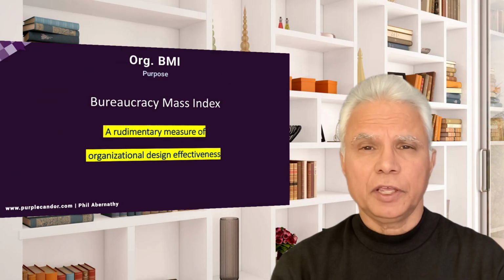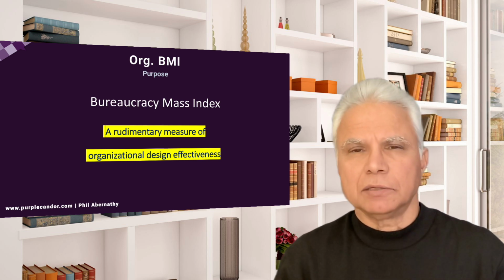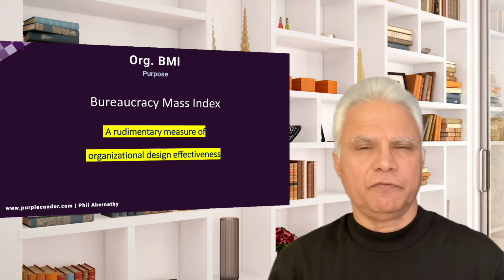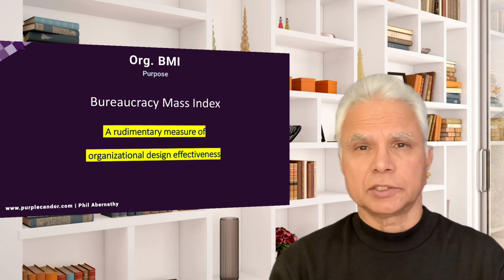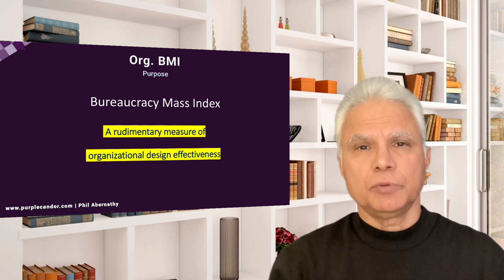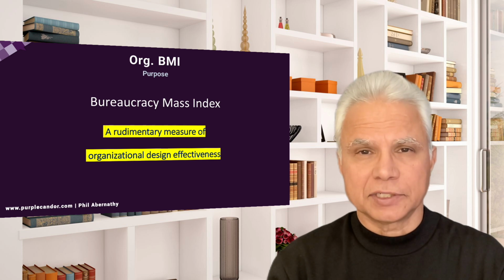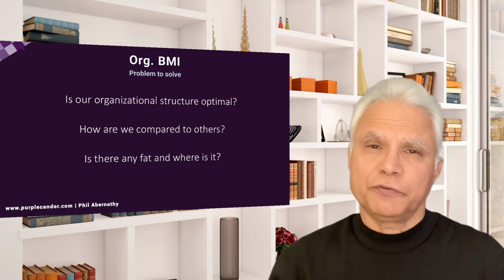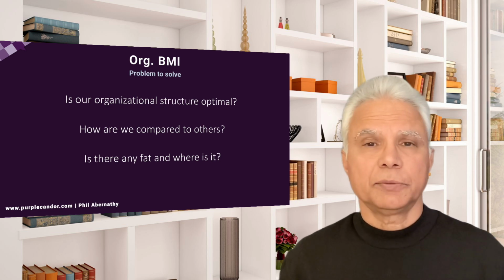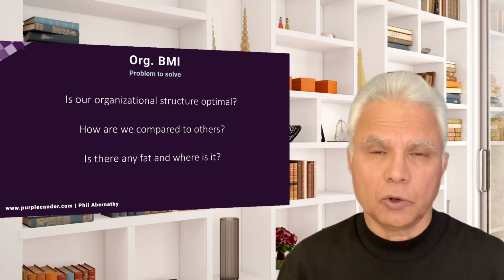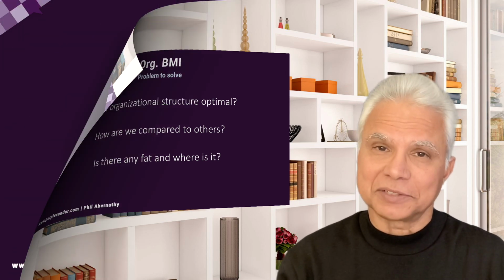BMI is a very basic measure of body mass. It doesn't measure muscle mass and body fat and visceral fat, etc. It's very rudimentary. So is BMI. It's a rudimentary measure of organizational design effectiveness. It very quickly helps you answer a few questions. Is our organization structure optimal? How does it compare to other groups within our company or outside our company? Is there any fat? And if so, where is it?